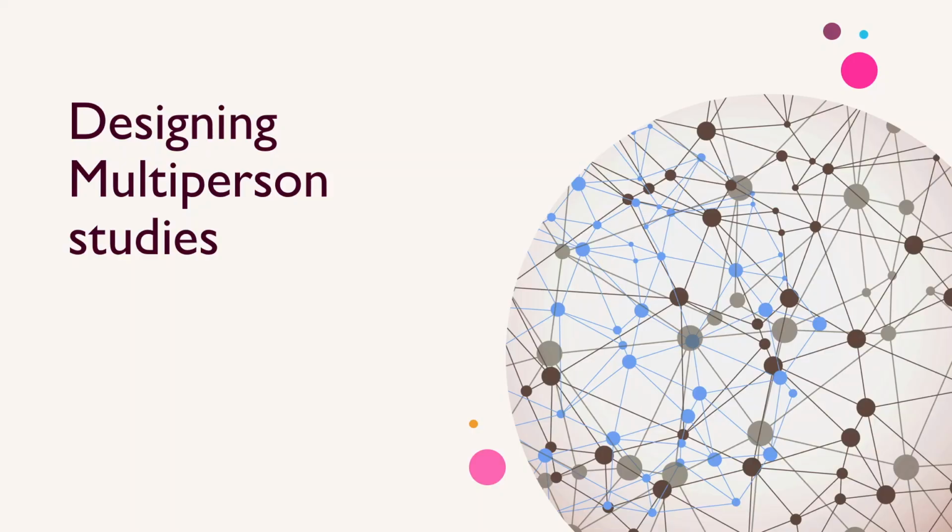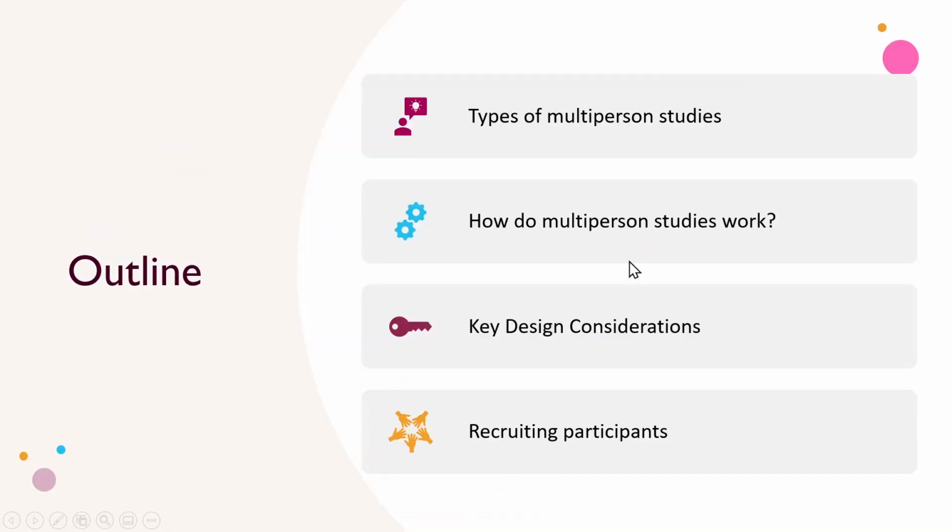So today, we're talking about designing multi-person studies online specifically. So the first thing we're going to talk about is just types of multi-person studies. This is meant to be sort of generative for you to think about the different kinds of things that you can do online if you were trying to do multi-person real-time interaction.